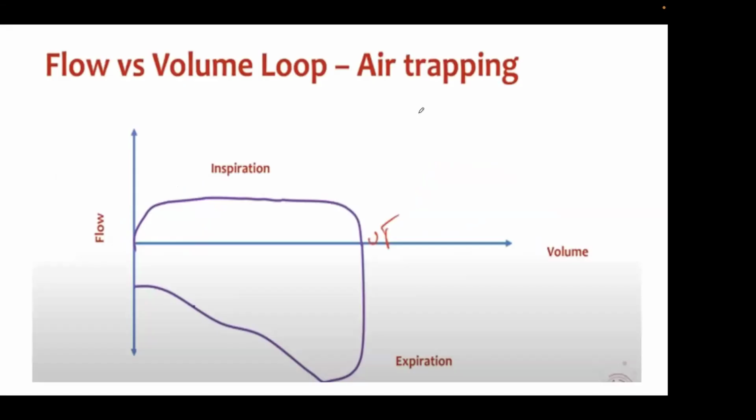Okay. So flow volume loop, how air trapping looks. I have shown previously different pictures of air trapping in different scalars and loops, but here your air trapping will look something like this, where your expiration is still continuing. It has not reached the baseline, meaning there's some sort of air that is being trapped.